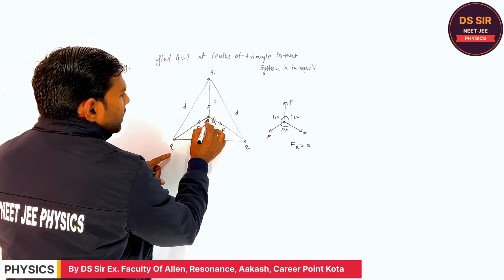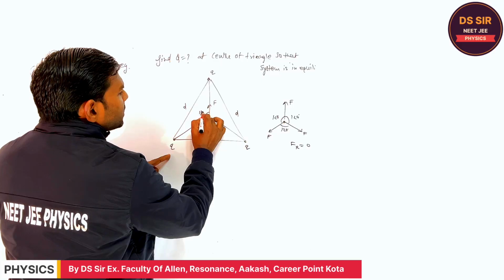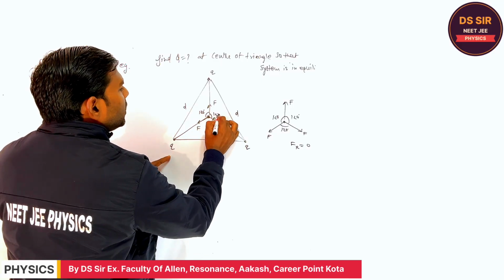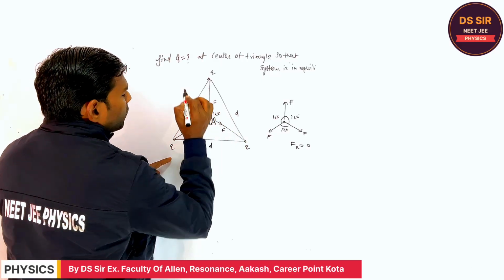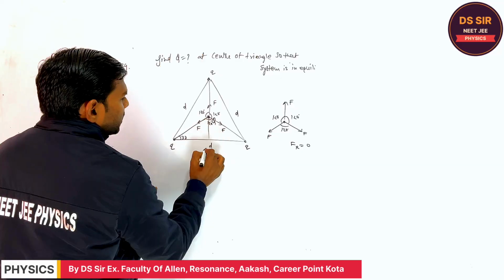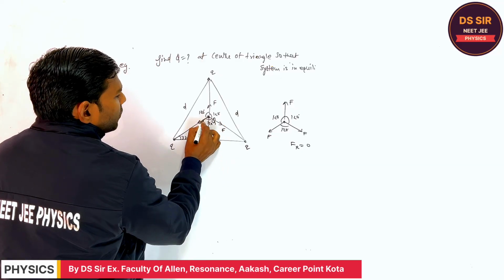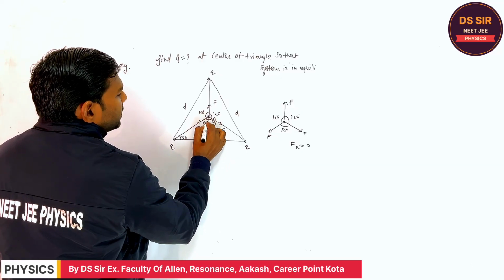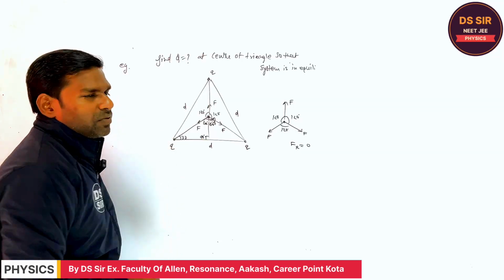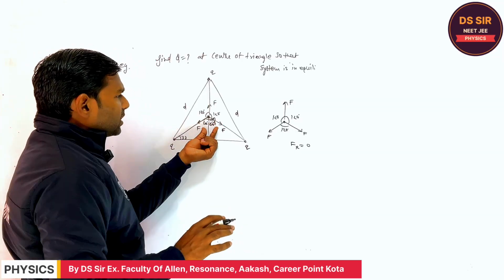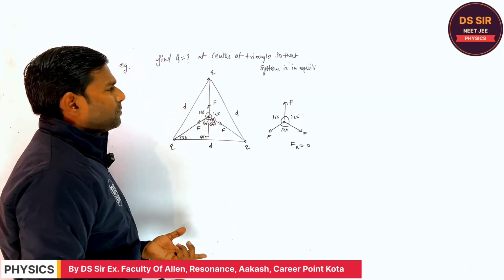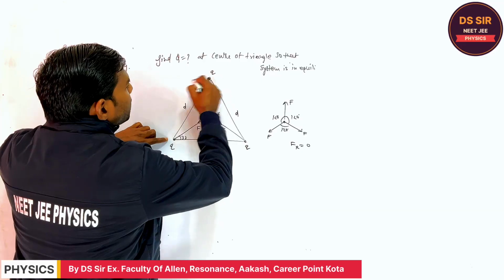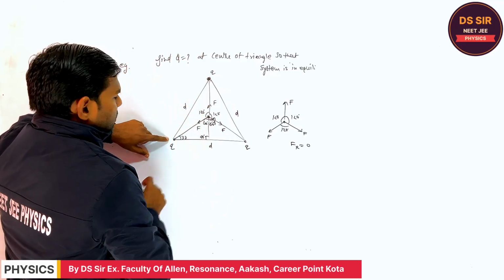Right. And what is the angle? You understand this angle is 120, and this angle is also 120, because this is 30, this is 90, and therefore this is 60, and this is also 60. So each angle is 120. This capital Q is always in equilibrium, but we have to consider the equilibrium of this charge.